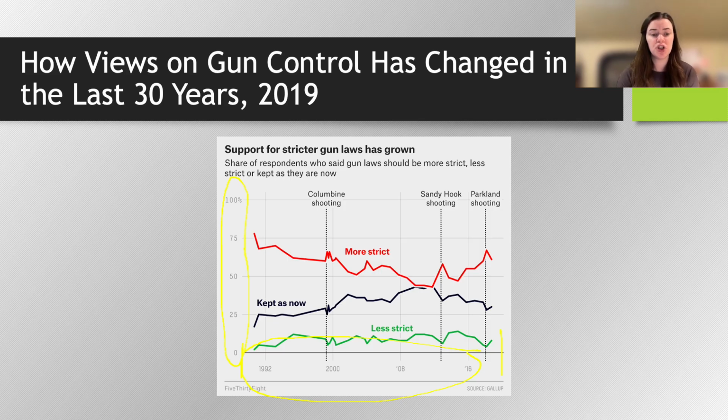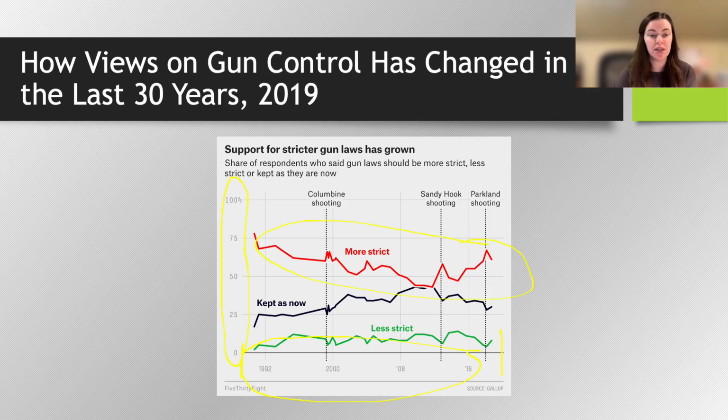And what this allows us to show is trends over time. So how has support for stricter gun laws changed over the last 30 years? What's also interesting about this particular line graph is that we have a variety of colors that are showing us different levels of support as well.